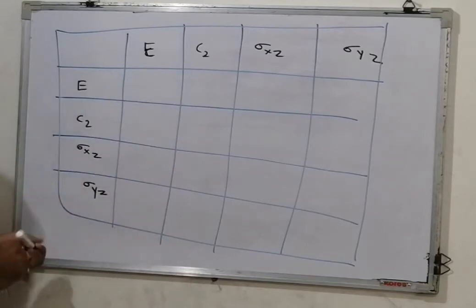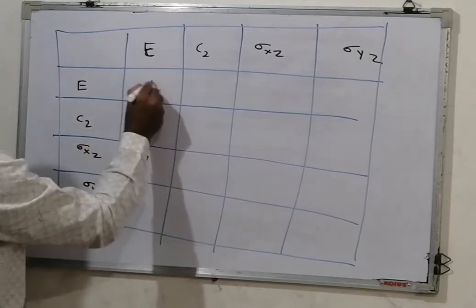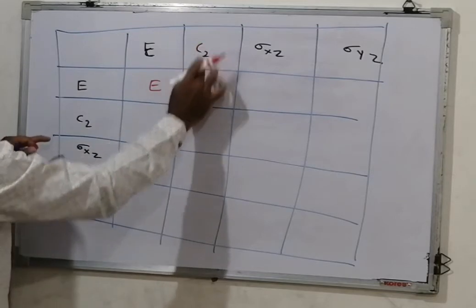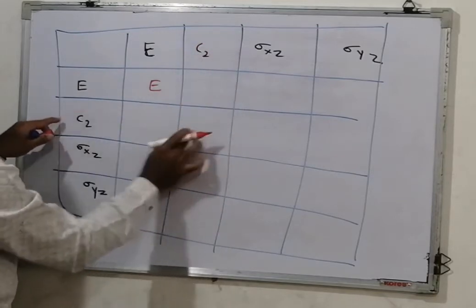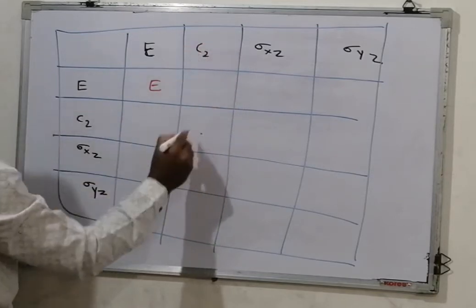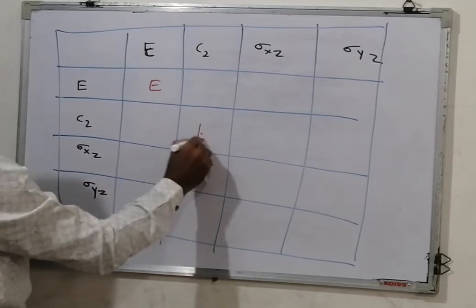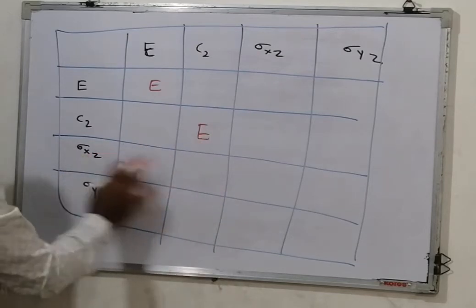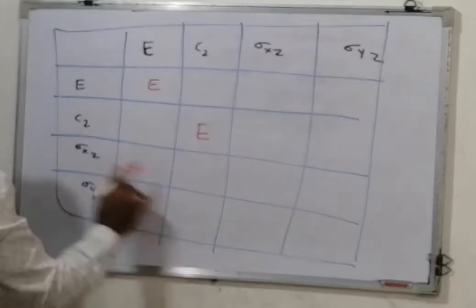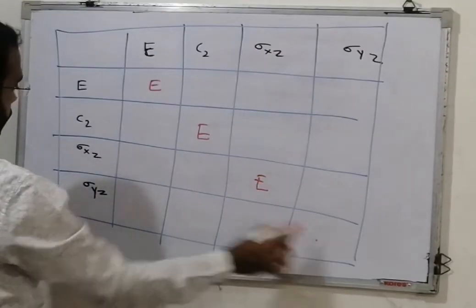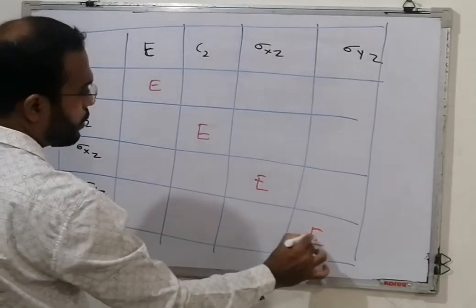Now, when the same symmetry elements are multiplied with each other, for C2 into C2 you will get E. Same symmetry element multiplied with each other, you will get E. Sigma XZ, sigma XZ, E. Sigma YZ, sigma YZ, E.